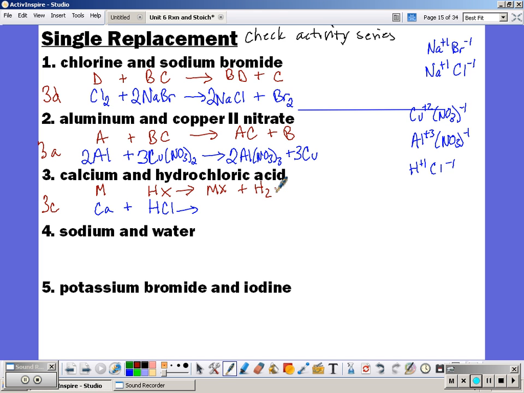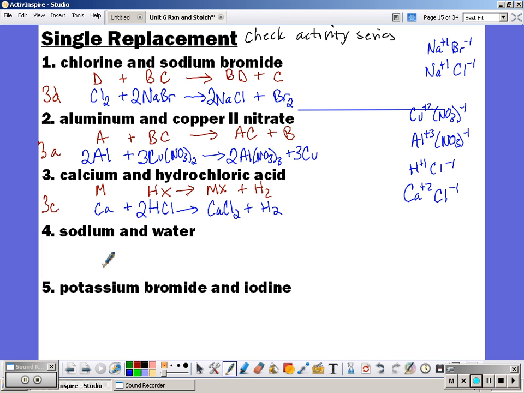So we look on our activity series. Is calcium above the line that says acid? That would be the third line from the bottom, or the second long arrow. Calcium is above the line for replacing hydrogen from acid, so this reaction takes place. M is calcium. X is chlorine in this problem, so I would cross my charges and then say plus H2. So to balance it, I have 2 chlorines, 1 chlorine, multiply by 2, 2 hydrogens, 2 hydrogens, it's balanced.